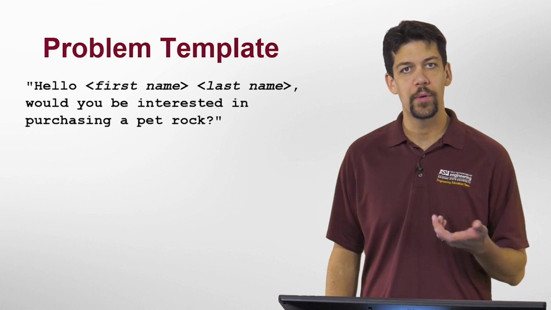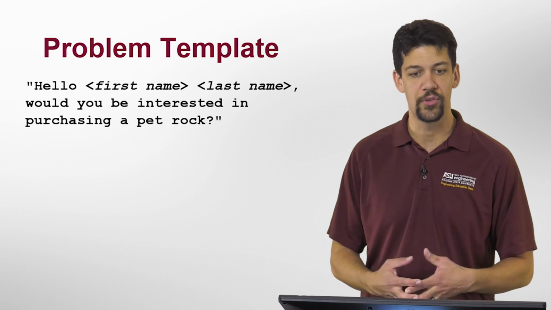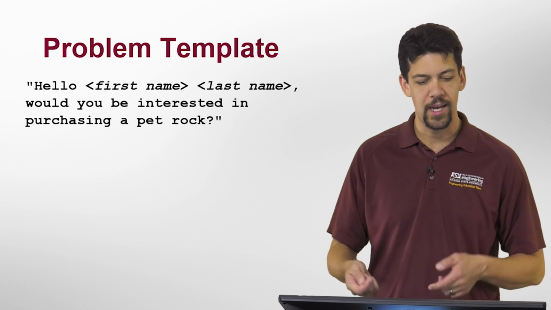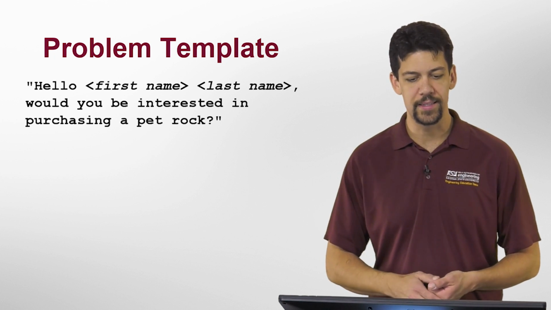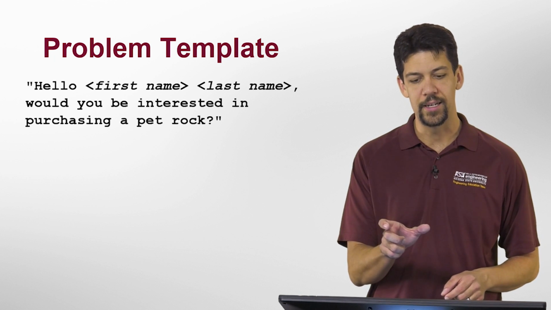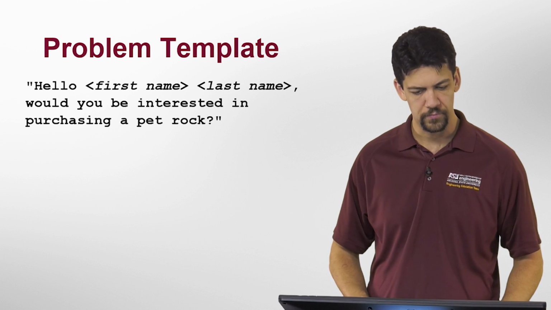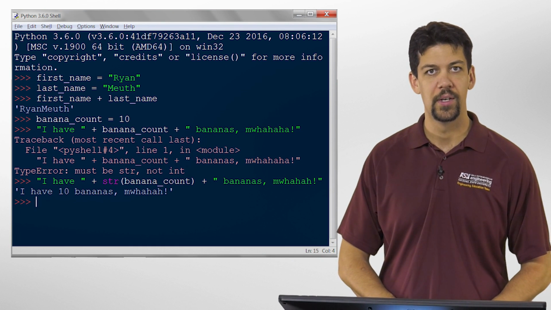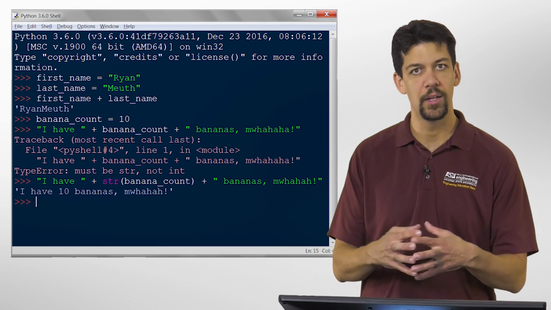Here's our problem template. We want to write a solution that allows us to create a string: hello, input the first name, space, input the last name, comma, would you be interested in purchasing a pet rock, right? So we're going to take four different pieces here. We want to split it up into a leader, which is the greeting, the first name, the last name, and would you be interested in a pet rock? So we've already got the first name and last name variables. And we're going to create another one called message, right? That'll hold all of our values.